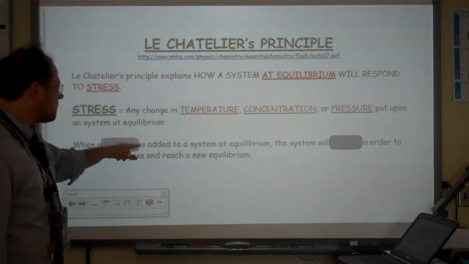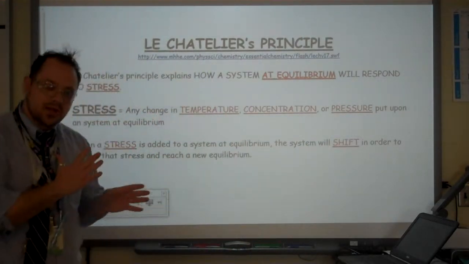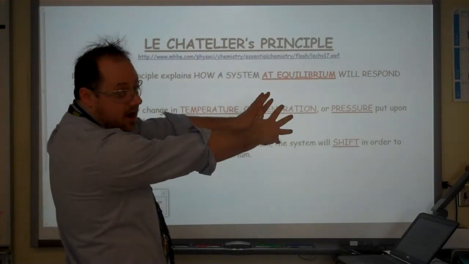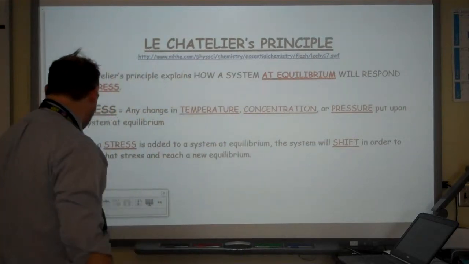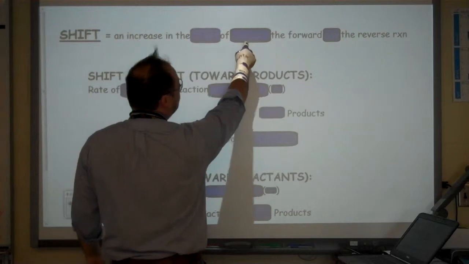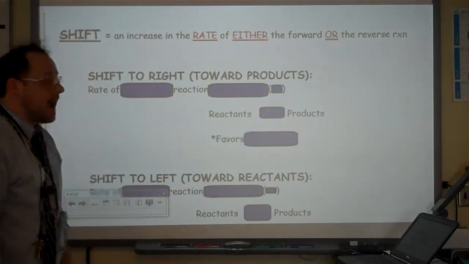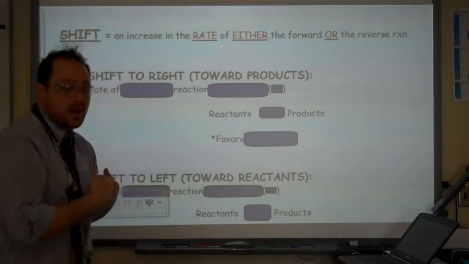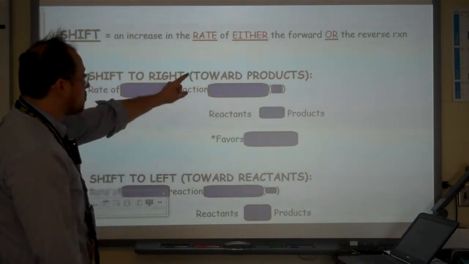So when a stress is added to a system at equilibrium, the system will shift in order to reduce that stress. When you stress out one side of the reaction, it shifts to go to the other side of the reaction to get away from what you stressed out. So let's check out the next page here. A shift is an increase in the amount or the rate of either the forward or the reverse reaction. So with a shift, you either go forward faster or reverse faster based upon what you did to your reaction. A shift to the right means towards products.